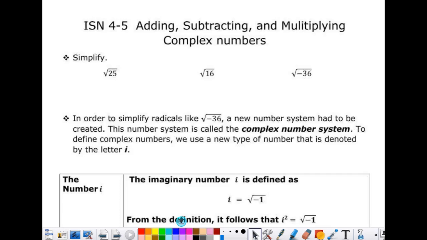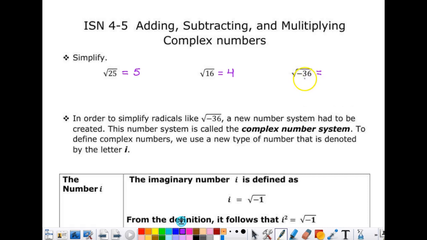Okay, so today we're adding, subtracting, and multiplying. So there's a typo there, but we're multiplying complex numbers. So when we have just normal old square root of 25, we can say it's 5. When we have the square root of 16, we can say it's 4. But when we have the square root of negative 36, we run into a problem.